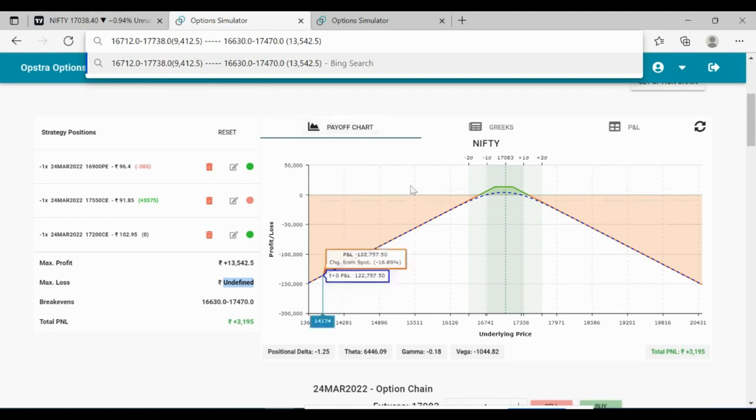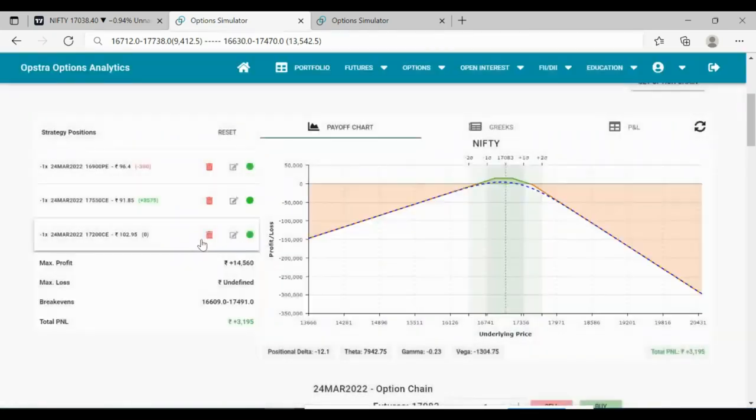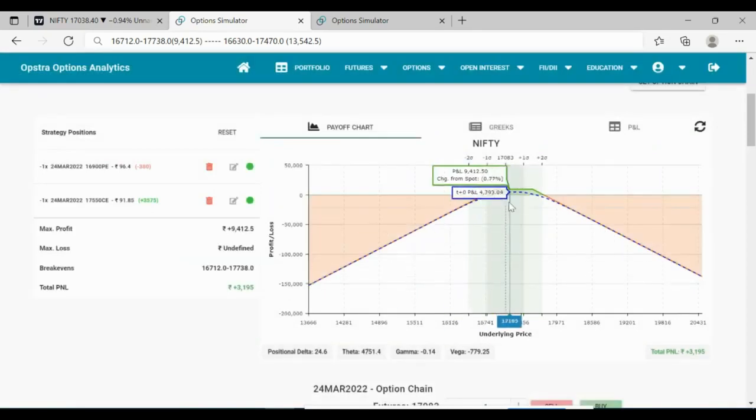Okay, so now I'll show you the other adjustments. I'll just get back to the original trade. I'll just delete this leg. This was my original trade.